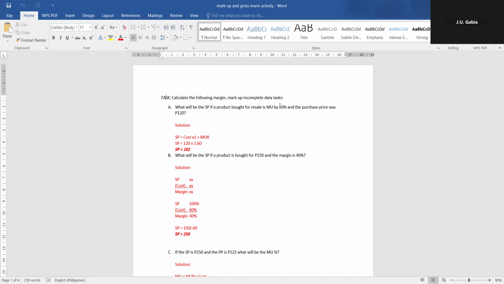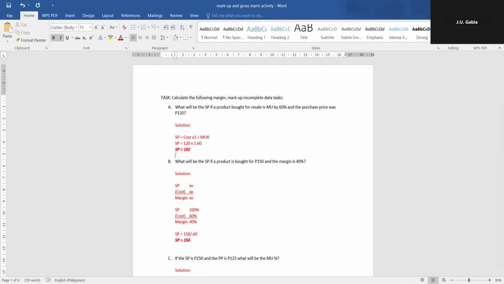Okay, let's start. So letter A, you have been asked to determine the selling price if the product is marked up by 60% and the purchase price here was 120. That means that if the cost is 120 pesos and it will be marked up by 60%, then determine the selling price. So it's very easy. All you need to do is use the formula, then substitute the amount.